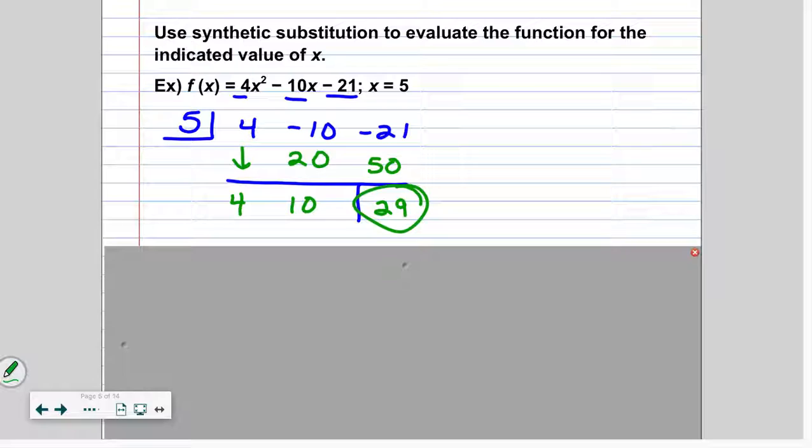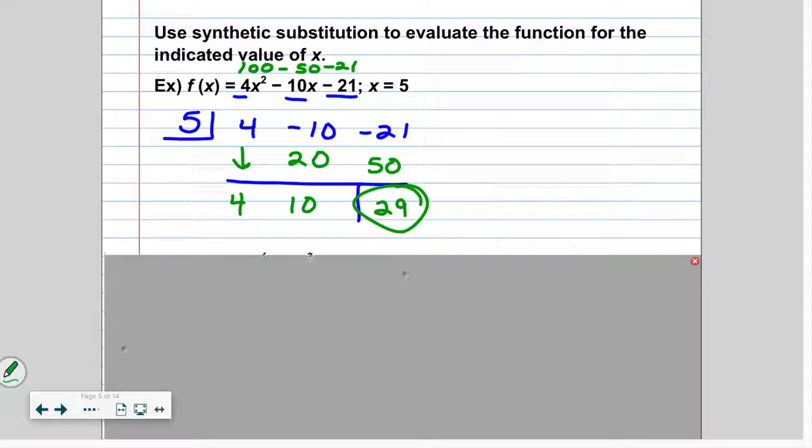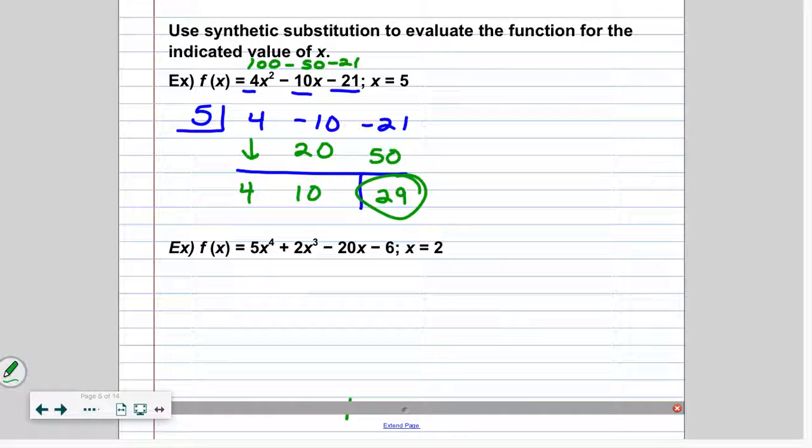And you could go ahead and do that. 5 squared is 25. 25 times 4 is 100. Minus 10 times 5, which is 50. Minus 21 would get 50 minus 21, which is 29. And we get the same answer. Okay, this is synthetic substitution. I'm just going to do some examples for you here today.